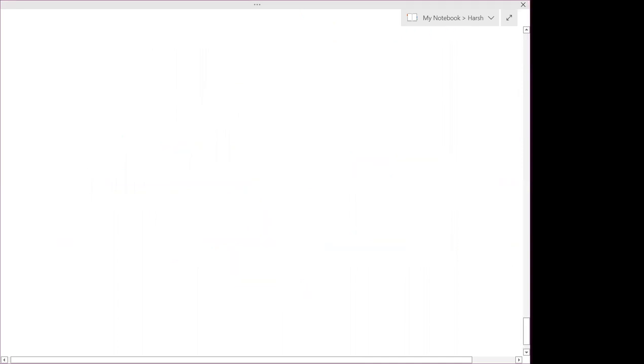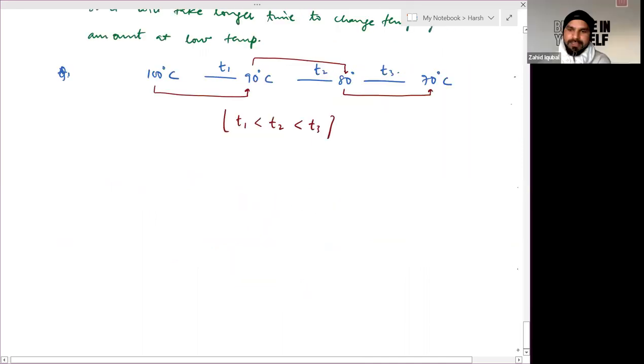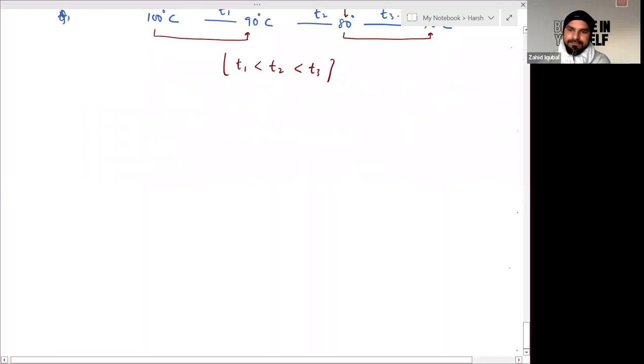The last part of this chapter is Wien's displacement law.